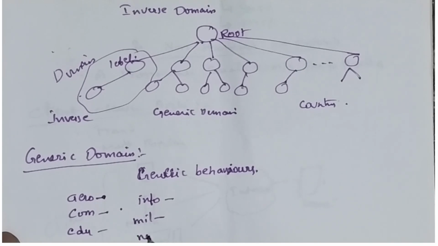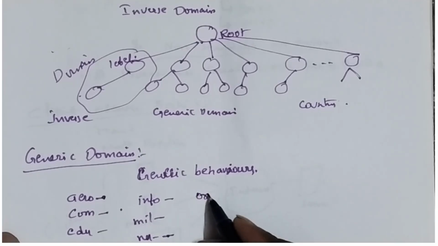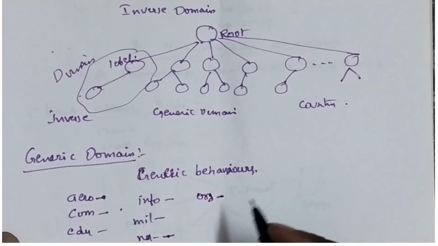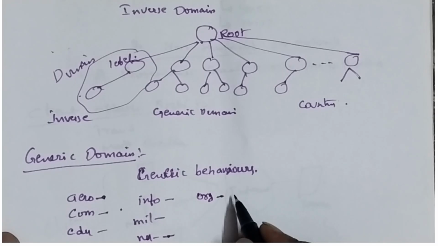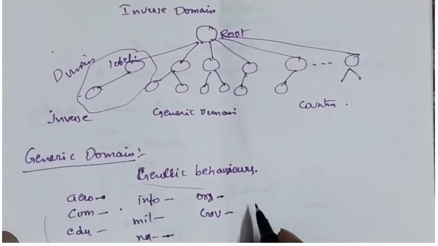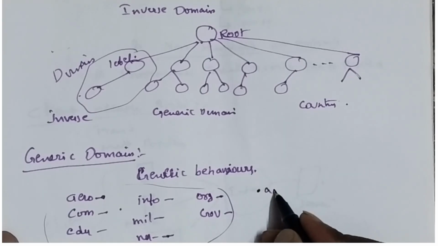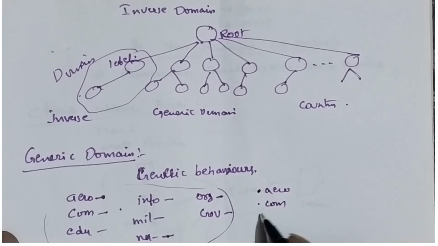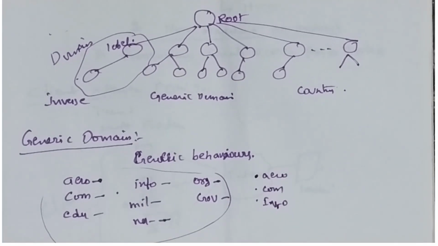And if you check net, what is the meaning of net? It means network support centers. Org means non-profit organization websites. And gov means government websites. Like this, these are the domain names. At the end of the domain name we use .aero or .com or .info. These are called generic domains.